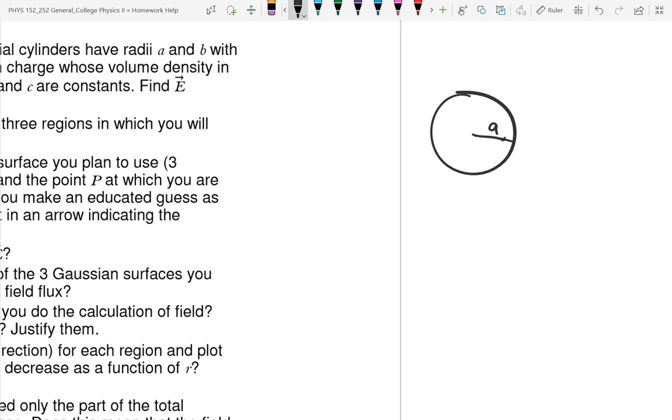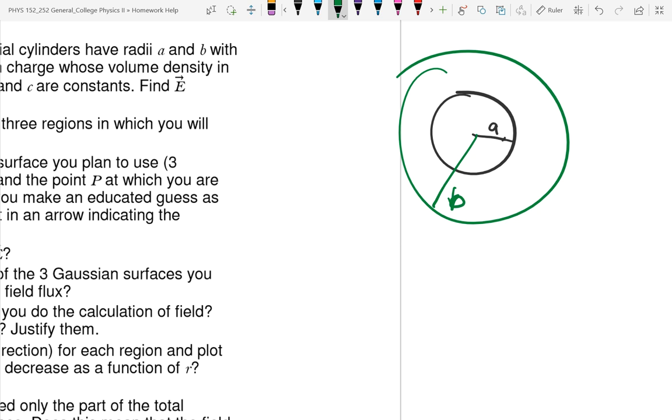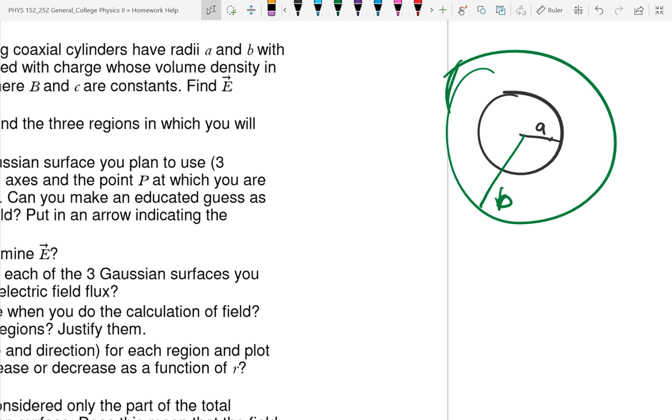So this one has radius A. This one has radius B. Notice my artwork, not perfect. They're concentric. So if these are cylinders, what kind of symmetry do you have? Cylindrical. Very sharp. So since we have cylindrical symmetry, what type of coordinate system should I use? Cylindrical. Wow, this works out really nicely. So how many regions do I have here?